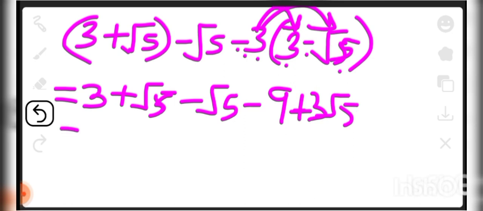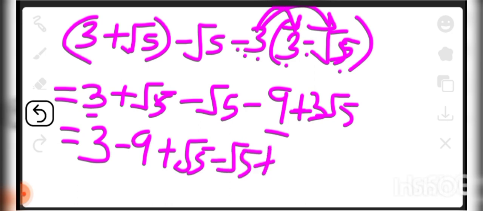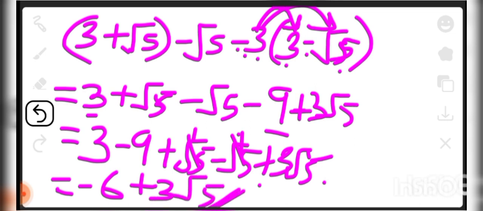The next, we add surd to surd, root to root. We're going to have 3, then this minus 9, then plus root 5 minus root 5 plus 3 root 5. Then we're going to have 3 minus 9 is minus 6. Then root 5 minus root 5, that's 0. Then plus another 3 root 5, that will be plus 3 root 5. That's the answer we have.